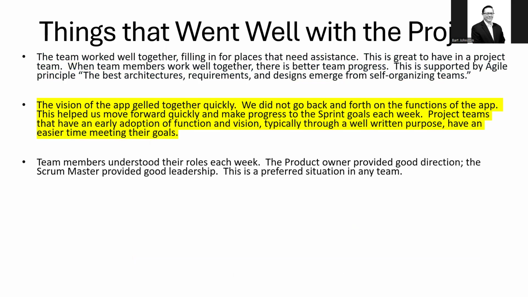The vision of the app gelled together quickly. We did not go back and forth on the functions of the app. This helped us move forward quickly and make progress to the sprint goals each week. Project teams that have an early adoption of function and vision, typically through a well-written purpose, have an easier time meeting their goals. Team members understood their goals each week, their roles each week. The product owner provided good direction. The scrum master provided good leadership. This is a preferred situation in any team on any project.